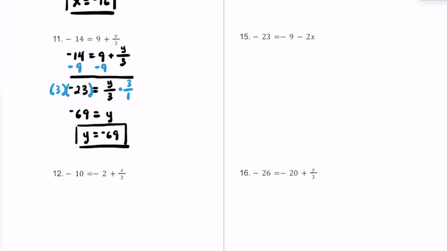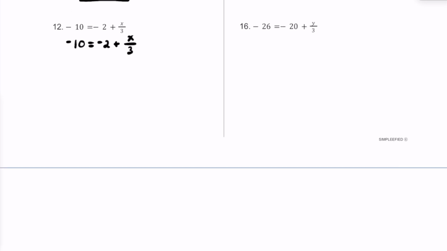For number 12, we have negative 10 is equal to negative 2 plus x divided by 3. So here we have our original equation. Let's go ahead and see how we can get x alone here. Well, first of all, I want to move this negative 2 to the other side. So in order to do that, let's go ahead and add 2 to the right side, as long as we add 2 to the left side. So on the left side here, negative 10 plus 2 is going to be negative 8. And on the right side here, negative 2 plus 2 is 0. So we don't have to write that. We can just write this x divided by 3.